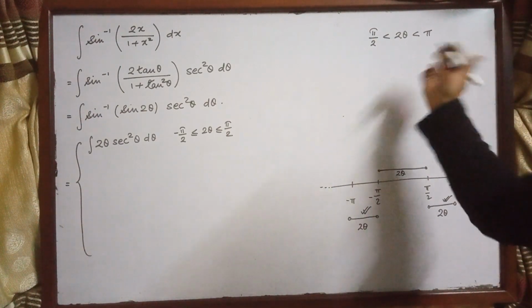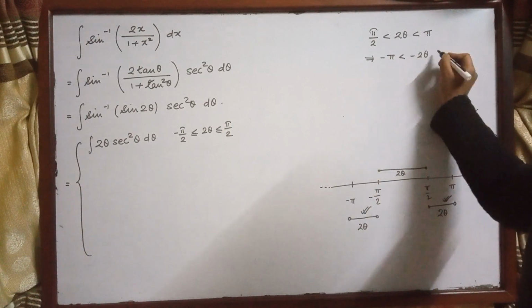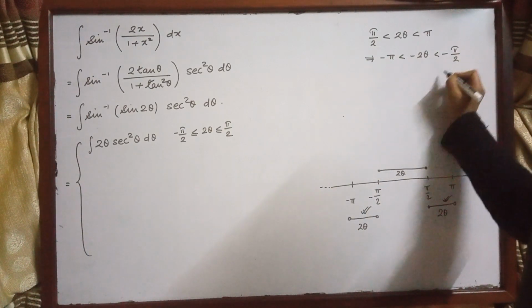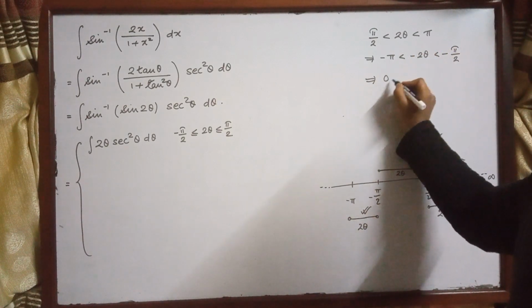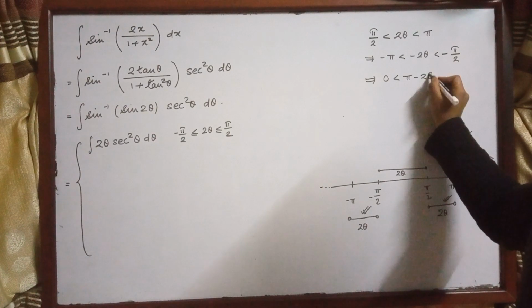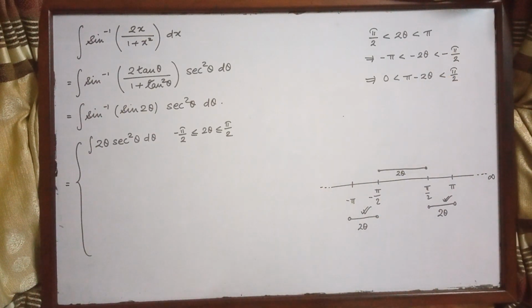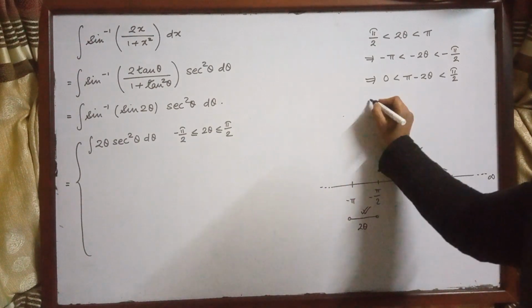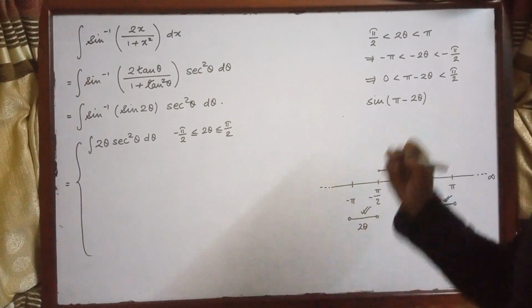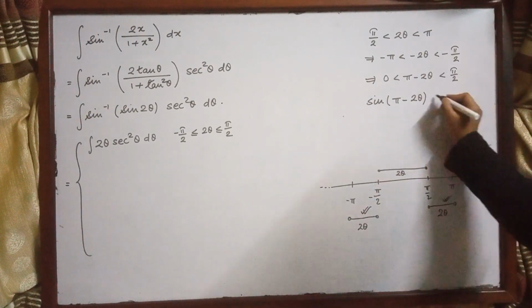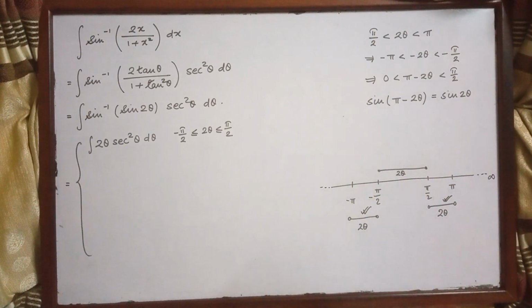Well, one thing we can do is revert the signs and write it something like this. Now, if we add pi to each term, we're going to get 0, pi minus twice theta, and pi over 2. All right. Now, let's see. Sine of pi minus twice theta is equal to sine of twice theta, right?